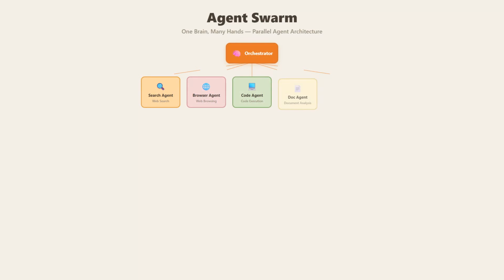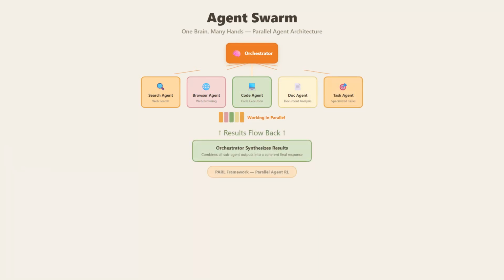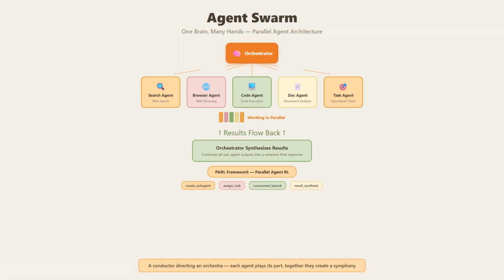Now let's talk about one of the most practical innovations in the paper, Agent Swarm. The idea is beautifully simple. Instead of having one agent struggle through a complex task alone, you have an orchestrator agent that spawns multiple sub-agents, each working in parallel. The orchestrator sits at the top and creates specialized sub-agents using a tool called Create Sub-Agent. Each sub-agent gets its own custom system prompt and set of tools.